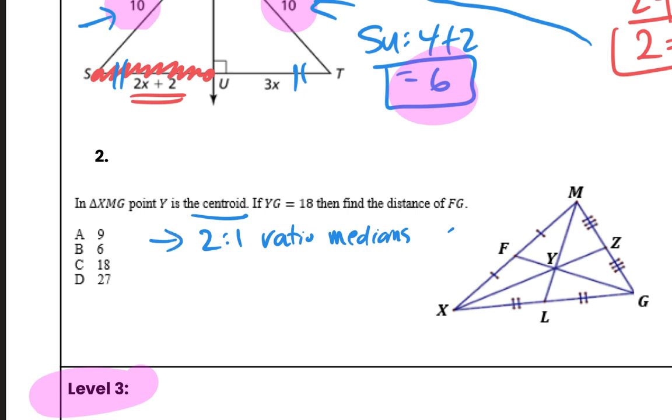Right, that's the main thing that we need to remember. Okay, so let's check this out. It says in triangle XMG, point Y is the centroid. If that's the centroid, that's telling us we're dealing with medians. If we're dealing with medians, then we've got that 2-to-1 ratio.